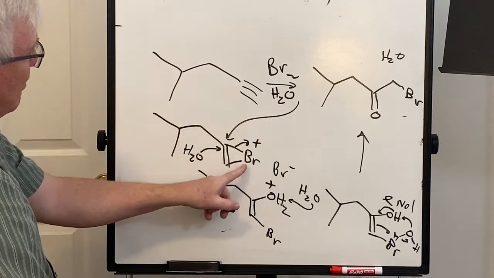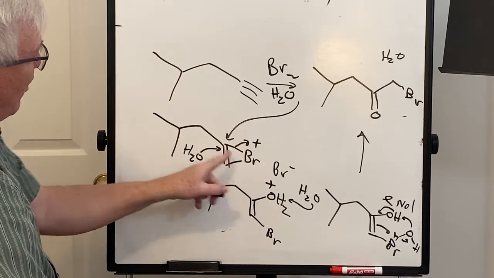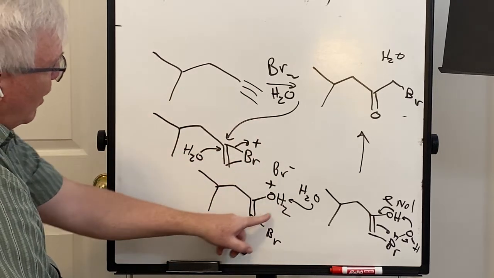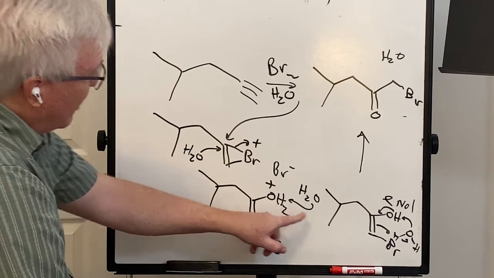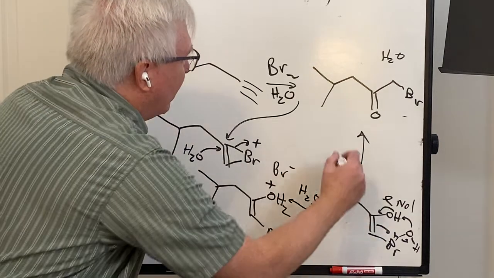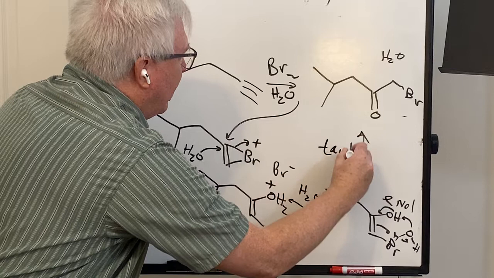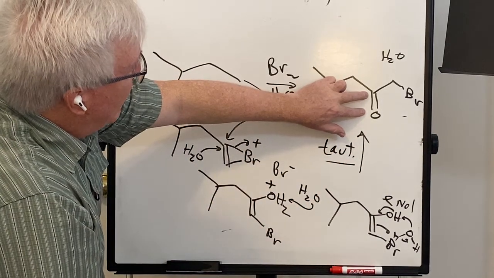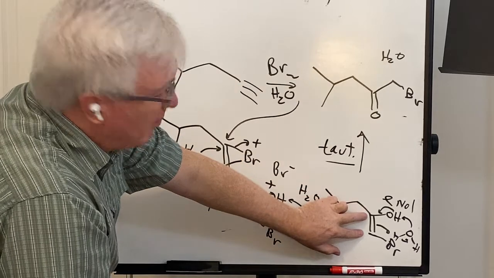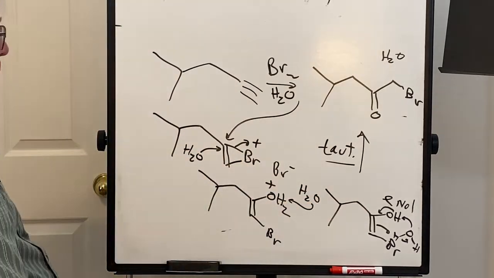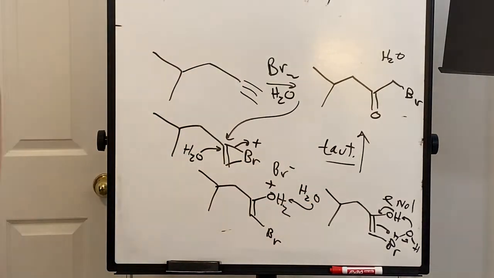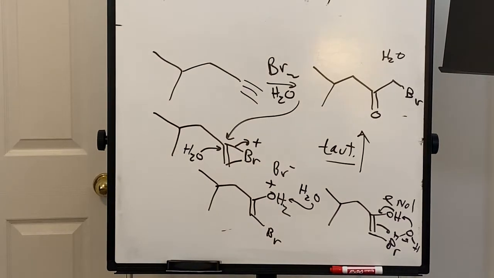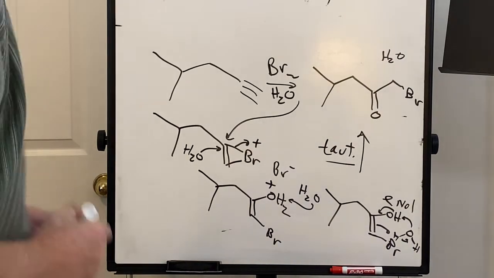The key thing is bromonium ion, using water as a nucleophile, deprotonating the hydronium ion, and then tautomerizing. That's the key thing there. The carbonyl, carbon-oxygen pi bond is always more stable than a carbon-carbon pi bond. But I think that's good. See if we got questions on that. I'm going to refer to some things there, but I think we're okay on that.